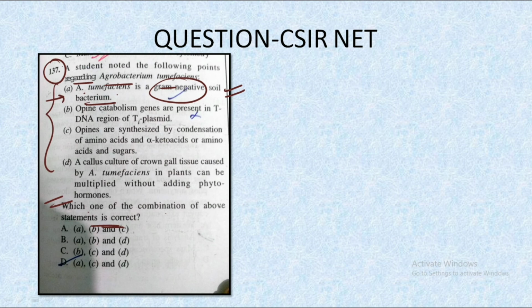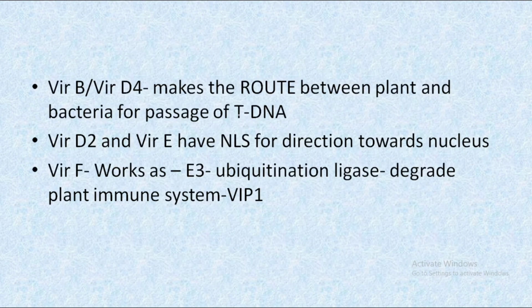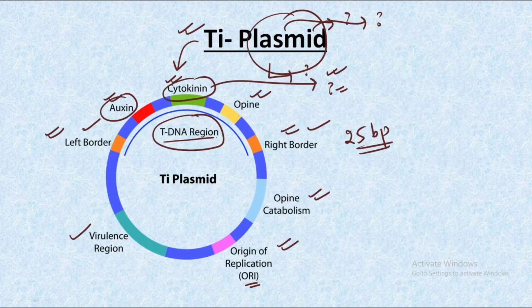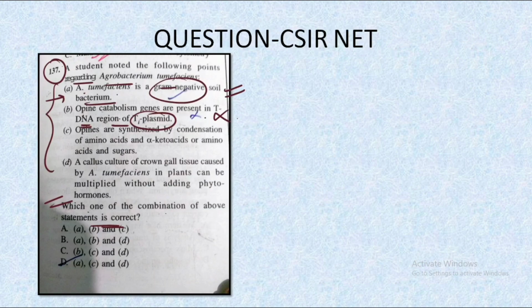Then we have that the opine catabolism genes are present in the tDNA region of the Ti plasmid. This is an incorrect statement. Why? This is one of the statements which many of us confuse. If we look closely at the diagram of the Ti plasmid, the opine catabolism region is present outside the tDNA, and in the tDNA we have the opine synthesizing region. Hence statement B is incorrect. So let us cancel out the B point. B cancels out in 3 of the options, and just by reading 2 options we have found our correct answer, that is option D.